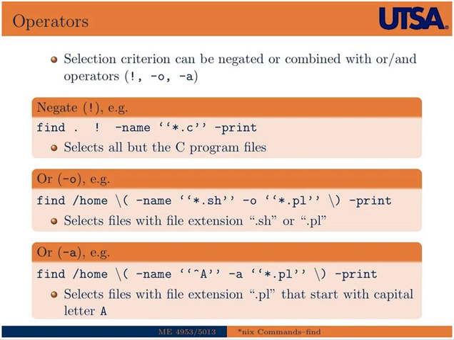There's a couple of operators we can use, and I'm going to show some examples here in a second. We can negate anything. If we use the exclamation point, that will negate any operation. So in this case, the command would select all but the C program files. Of course, we can use wildcards in our search criterion as well. There are also OR and AND operators.